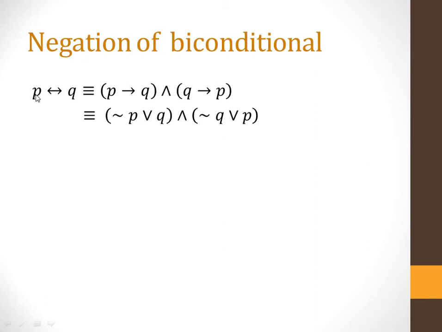So first of all, the meaning of P double implies Q is what? P implies Q and Q implies P. And as we know, P implies Q is equivalent to negation P or Q. So we write here negation P or Q, and then by the same concept for Q implies P, we get negation Q or P. So this is the meaning of biconditional statement.